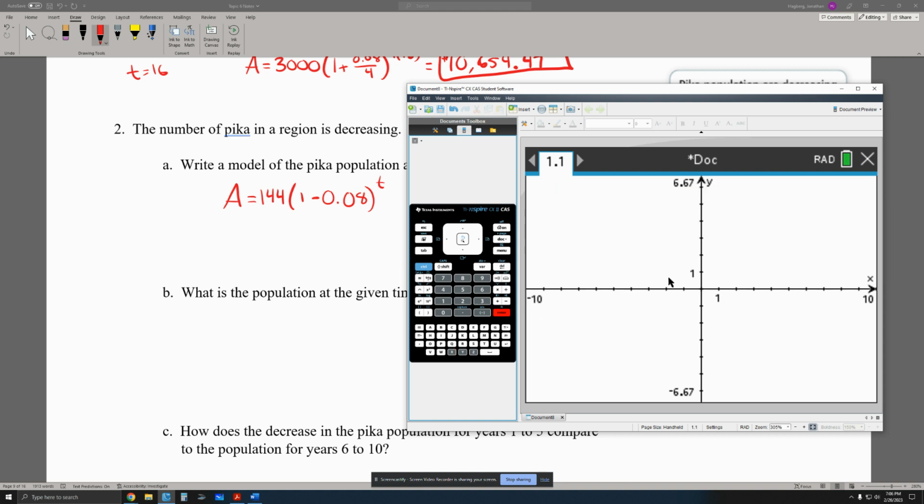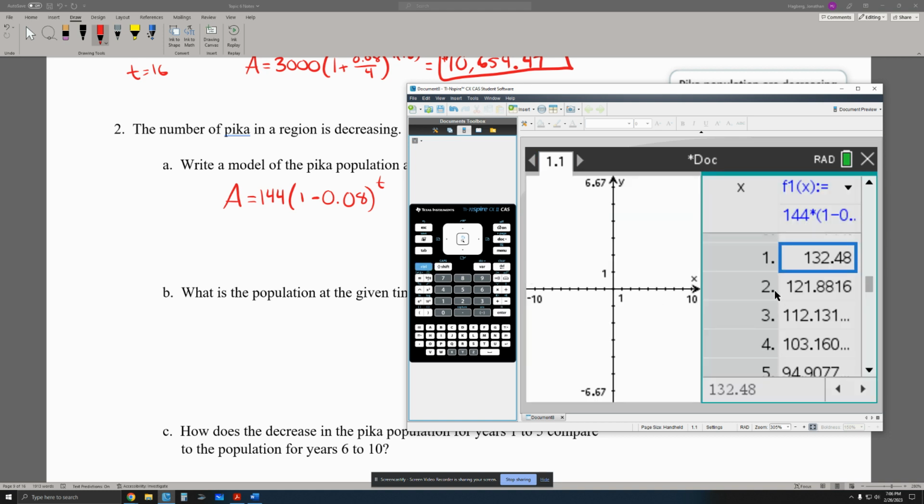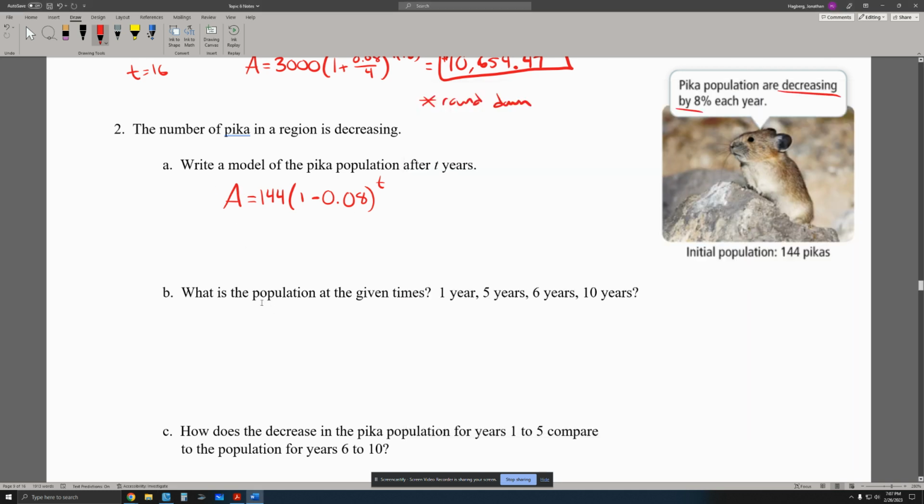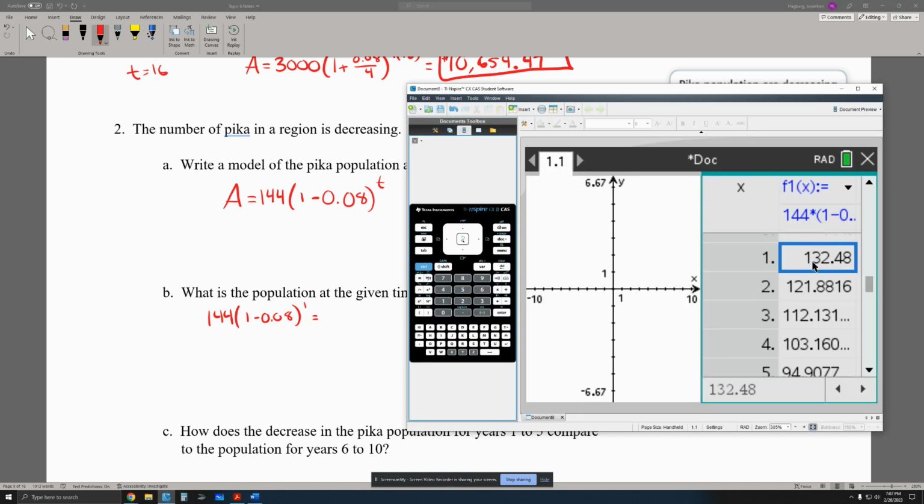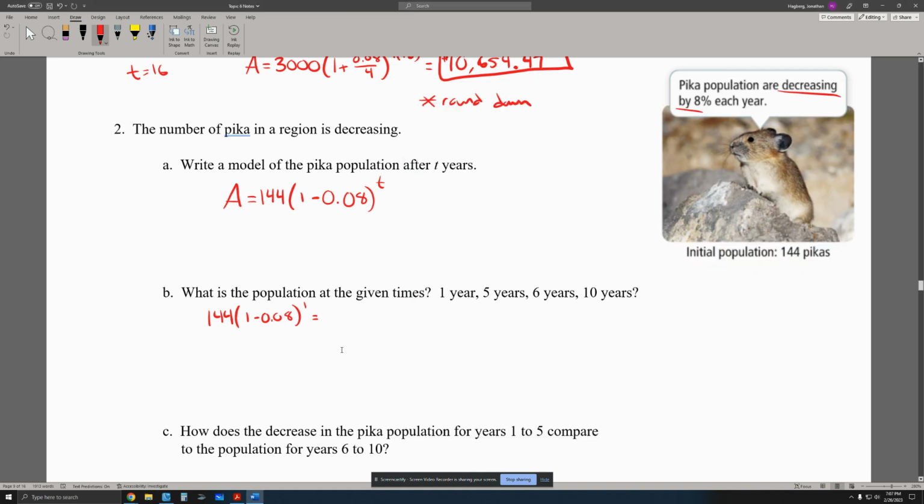Okay, so we're going to hit enter, and I'm going to hit Control T, and that's going to pull up a table of values. As we look at this table of values, this is saying at x equals 1, or in this case, t equals 1, this is the y value, or the A right here, the total amount. So let's go ahead and write this out. As we have 144 times 1 minus 0.08 to the 1, this is equal to 132.48. Now, because we're talking about population of a species here, we can't have a 0.48 in the population. So again, we have to round down, and we have 132 of this population.